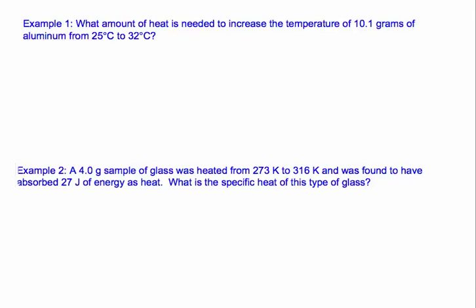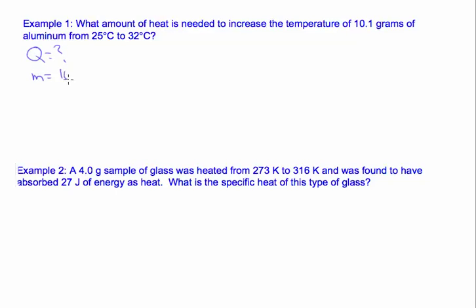Let's look at some example problems. The first one says, what amount of heat is needed to increase the temperature of 10.1 grams of aluminum from 25 degrees Celsius to 32 degrees Celsius? So let's start by writing down what we know. We're asked to find heat. That means we're asked to find Q.